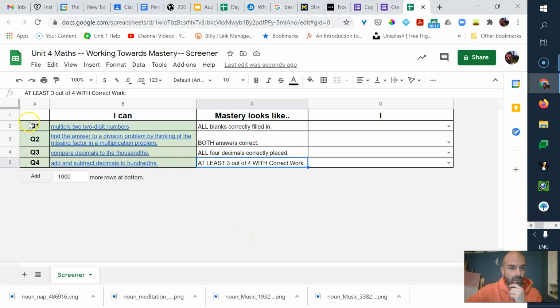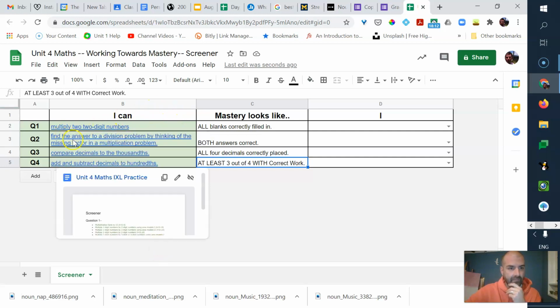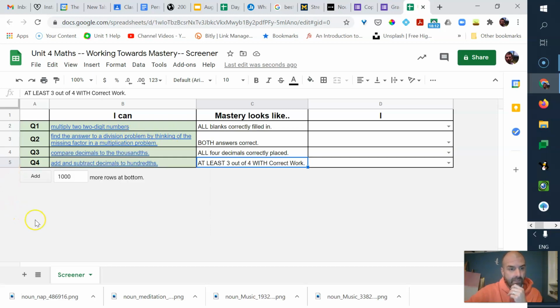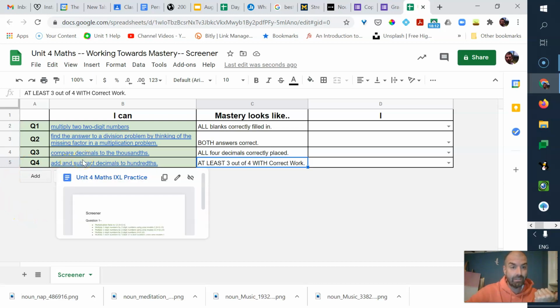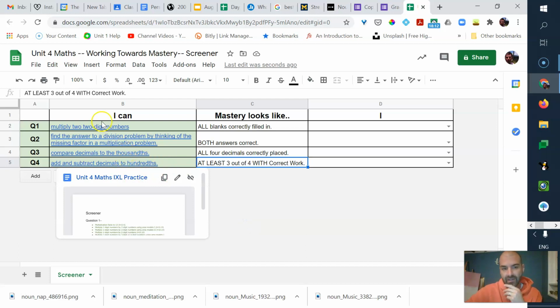All right, so we have 4 questions. There are 4 I can statements, so I can multiply 2-digit numbers. This is a 4th grade standard. I can find the answer to a division problem by thinking of the missing factor in a multiplication problem. It's actually a 3rd grade standard. And then the last 2 are things that we worked on last unit. So compare decimals to the thousandths and then add and subtract. Add and subtract decimals to hundredths. What you'll notice is that all of these are linked.